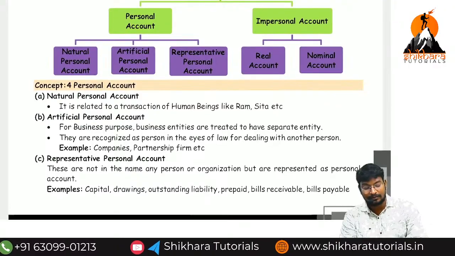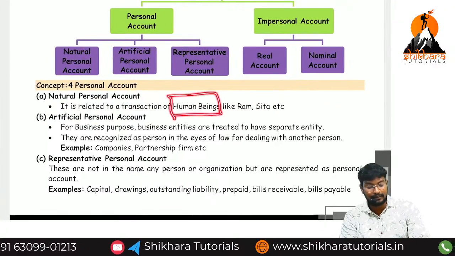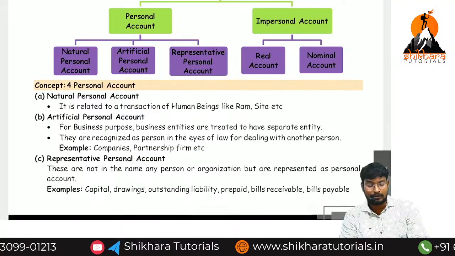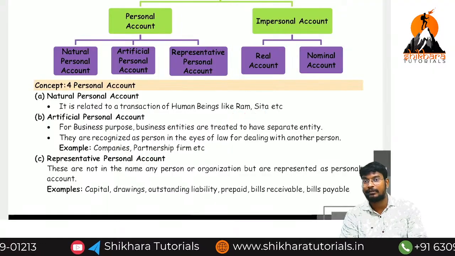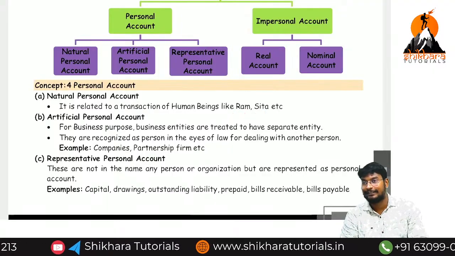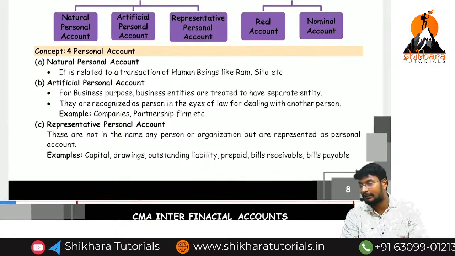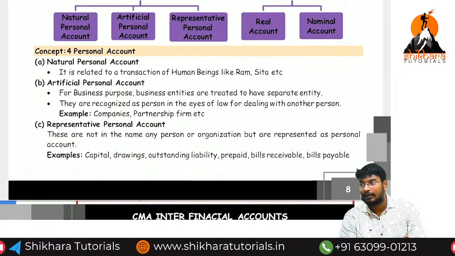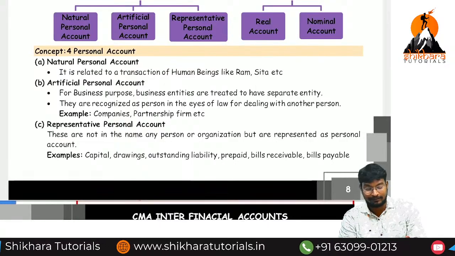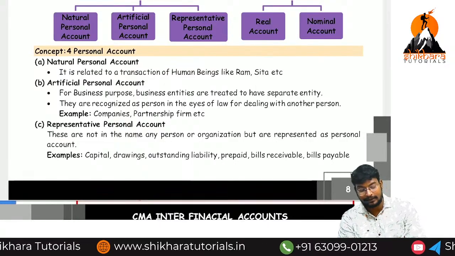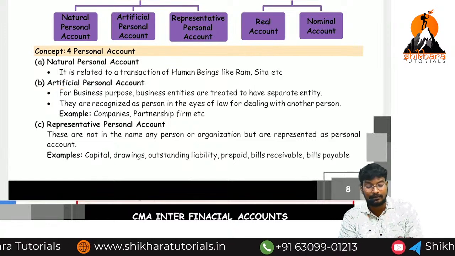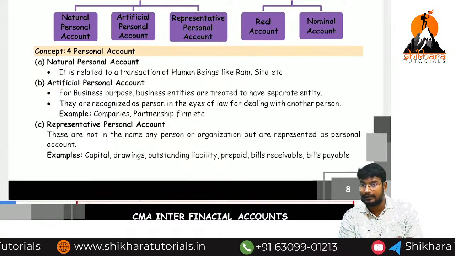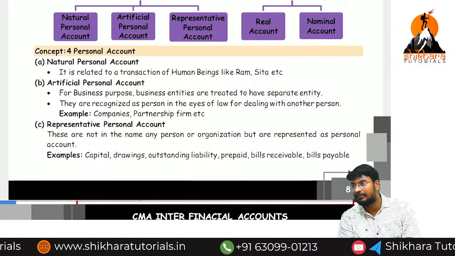Natural person means human beings like Ram, Sita. Udbhav is not a human being. So what is natural person, artificial person? Next, artificial person means what? Created by law. Anything created by law is called an artificial person.